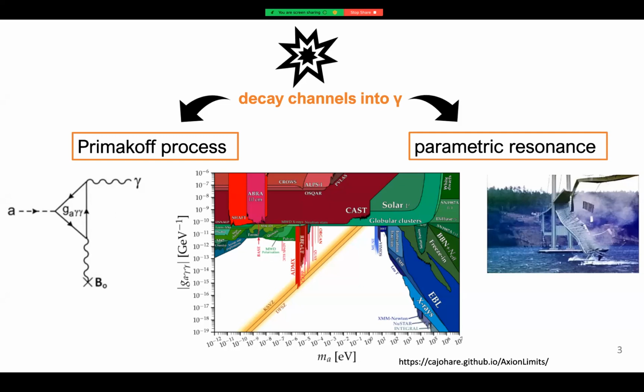So on the left of my slide, you can see the Primakoff process. Most of you would probably be familiar with that in one way or the other, but essentially many axion detection experiments are based on that. That is just that in the presence of an external magnetic field, the axion becomes a photon.